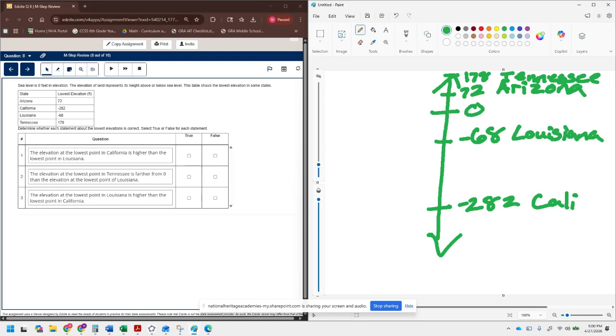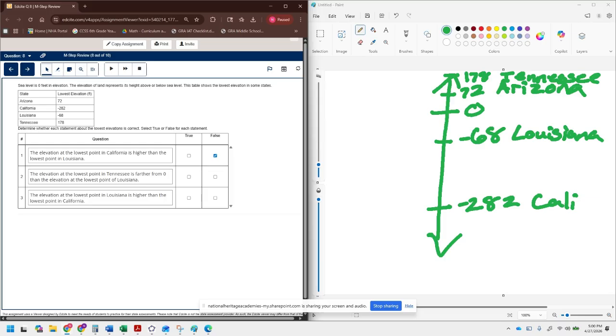And so the elevation at the lowest point in Cali is higher than the lowest point in Louisiana. Well, based on this here, Cali is much lower than that. So that's got to be false. And Cali's lower than Louisiana.